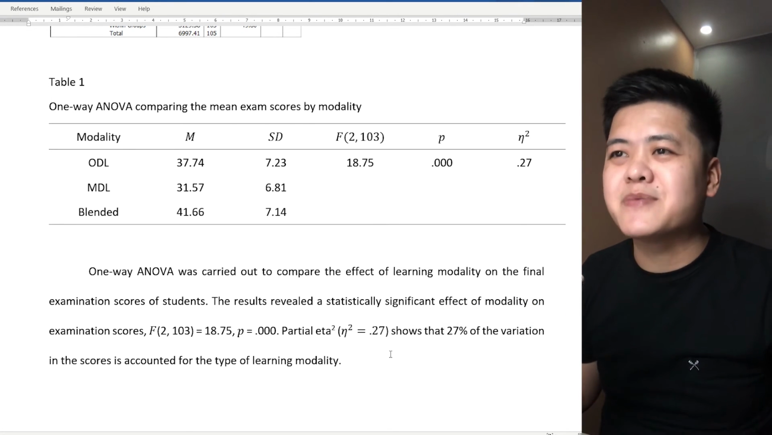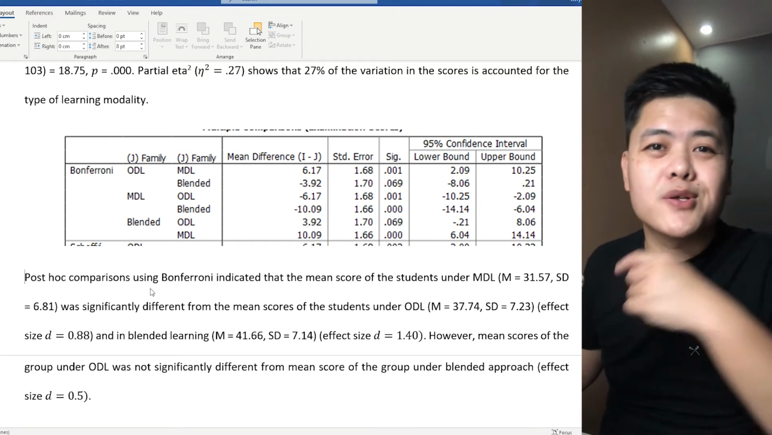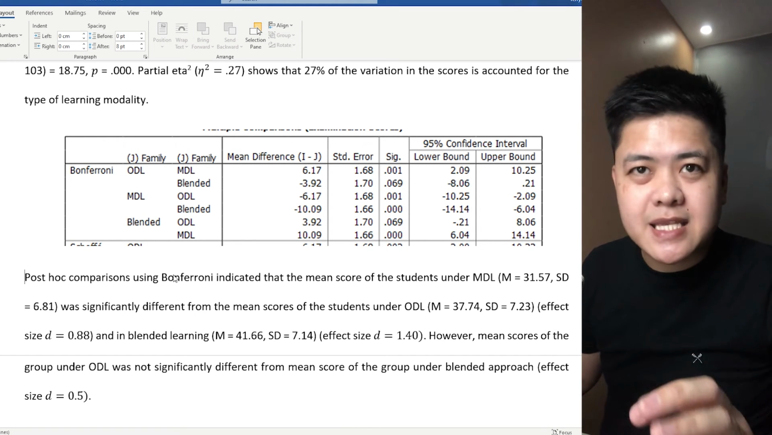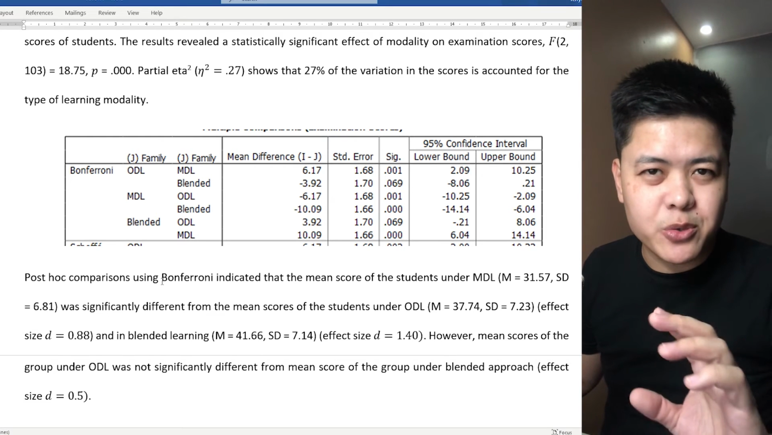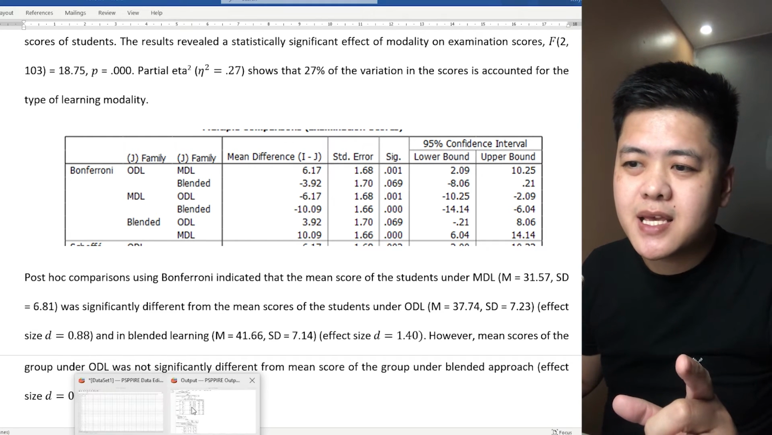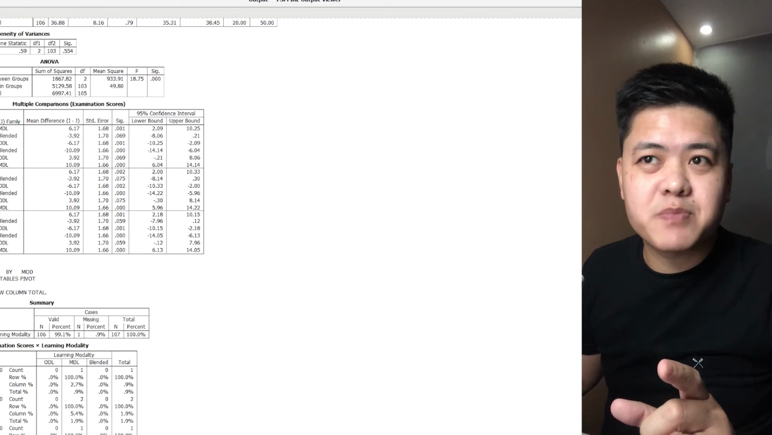Something like that. Okay. We will actually include also the post-hoc analysis. And in this case, we will be using Bonferroni. Ayun yung unang lumabas sa post-hoc analysis natin. If you can still remember this part over here.